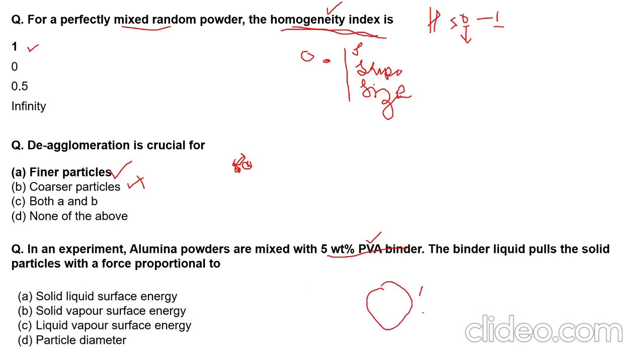So it is saying that if you have a particle of alumina like this, and another particle of alumina, and in between there is a PVA binder, this PVA binder forms liquid bridges between the two particles, and that is why they are bound together. Now it is saying that the binder liquid pulls the solid particles with a force. This force will be related to the solid liquid surface energy, the solid vapor surface energy, the liquid vapor surface energy, or the particle diameter?